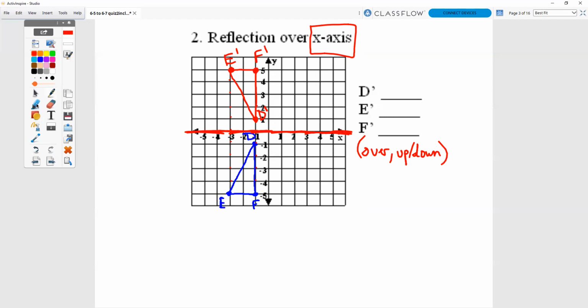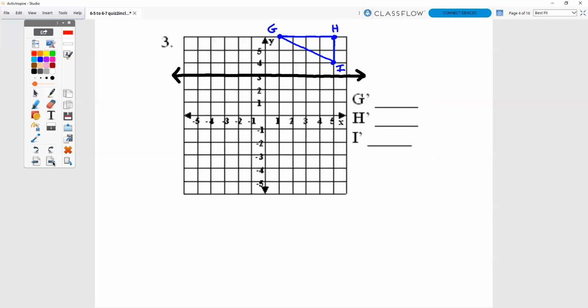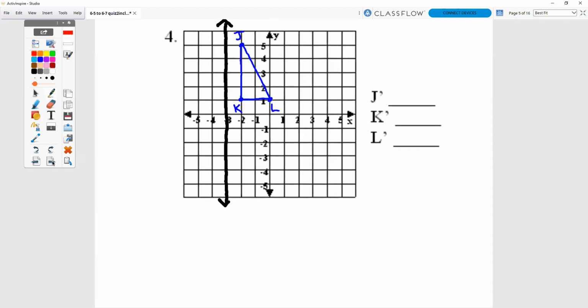So starting in the middle, remember we always start counting from right at that green dot right in the middle at 0, 0. D prime is over to -1, up to +1. E prime over to -3, up to +5. And F prime over to -1, up to +5. In question number 3 and question number 4, you're just going to be given a random horizontal line like this one is, or in question number 4, you're going to be given a random vertical line.